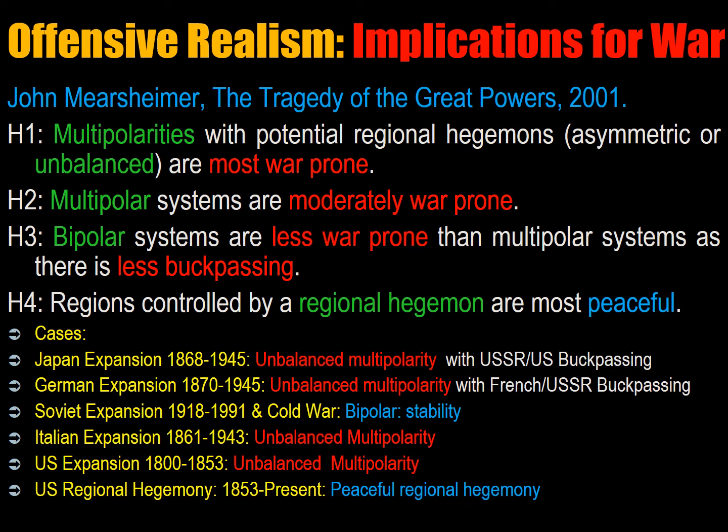The U.S. expansion, 1800 to 1853, was also unbalanced multipolarity. It basically had the European powers involved in some aspects of diplomacy. And finally, U.S. regional hegemony, which was achieved from 1853 to the present, has led to a peaceful continent.